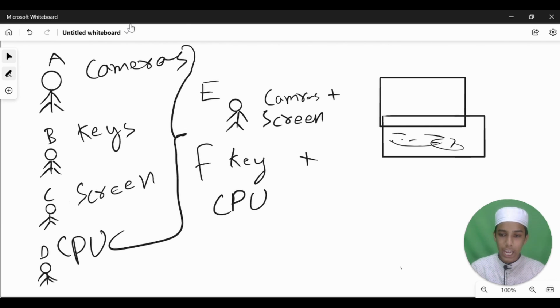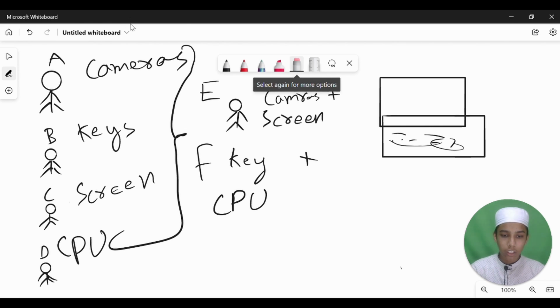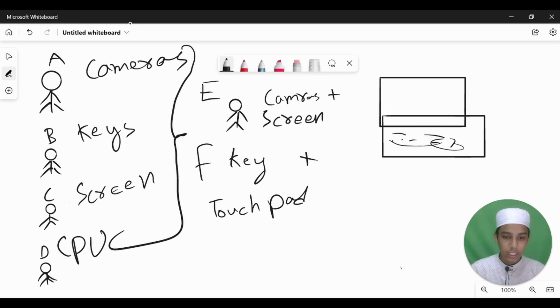Or guys, I think I have made a mistake here. Instead of the CPU, what if I use the touchpad? Okay, here also the same thing. We should not be confused with this thing, right? So let's use again touchpad. Okay, now guys, these two persons are going to build keys plus touchpad.